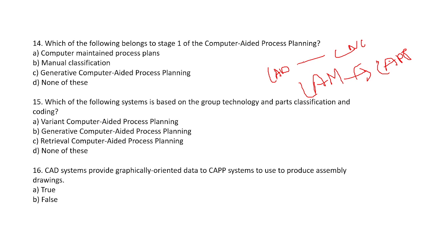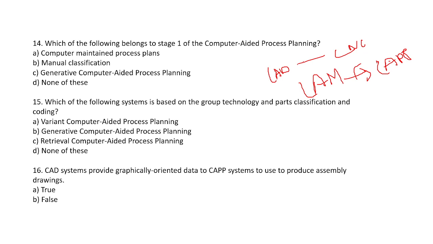Okay, so manufacturers have been pursuing some paths to improve and computerize process planning in five stages. One is manual classification or standardized process plans, then computer maintained process plans, then variant computer aided process planning, then generative computer aided process planning, and dynamic and generative computer aided process planning. Those are the five stages.